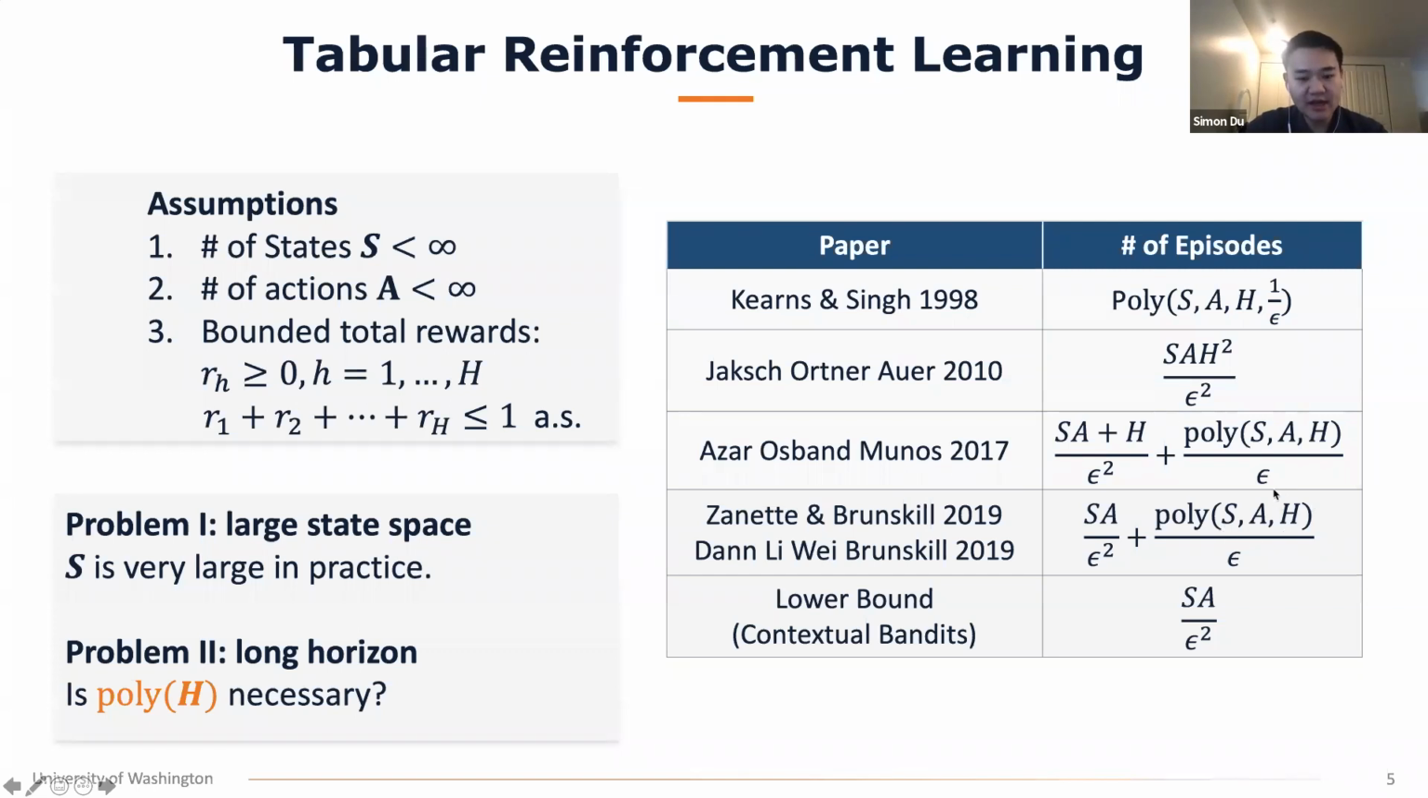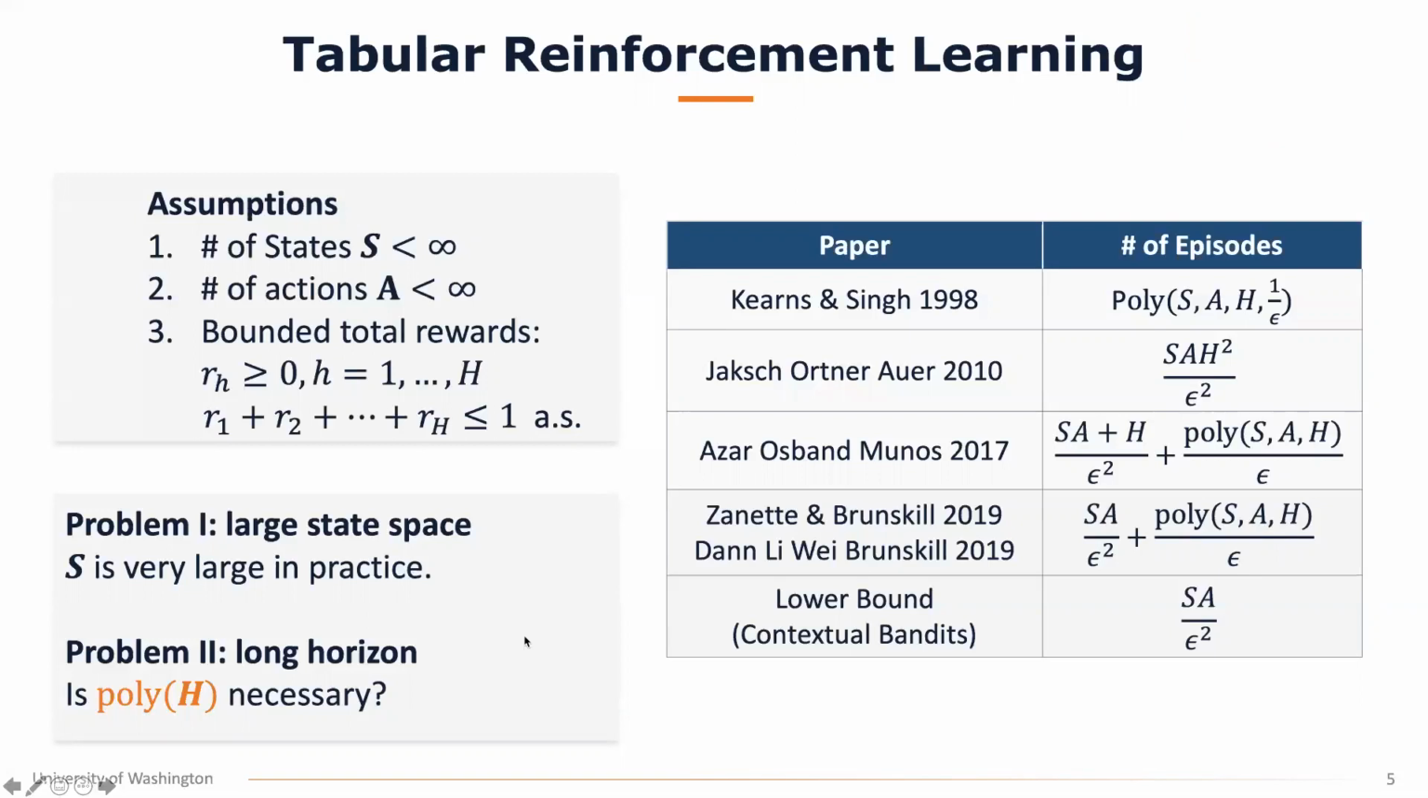Although in the state-of-the-art bounds, this H only appears in the term that scales with 1 over epsilon instead of 1 over epsilon squared. So if your epsilon is very, very small, then basically you can show this matches the lower bound. However, in the larger epsilon regime, this polynomial dependency on SA and H matters. So these are the 2 questions we want to discuss today.